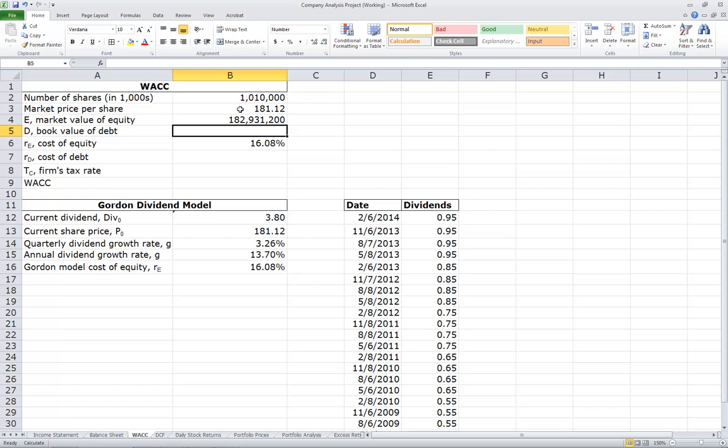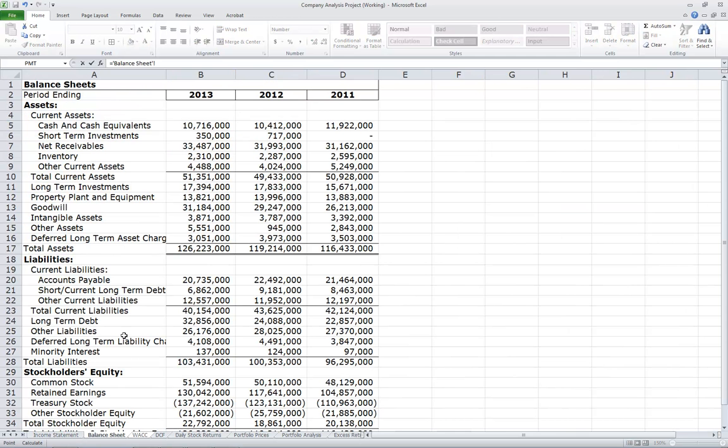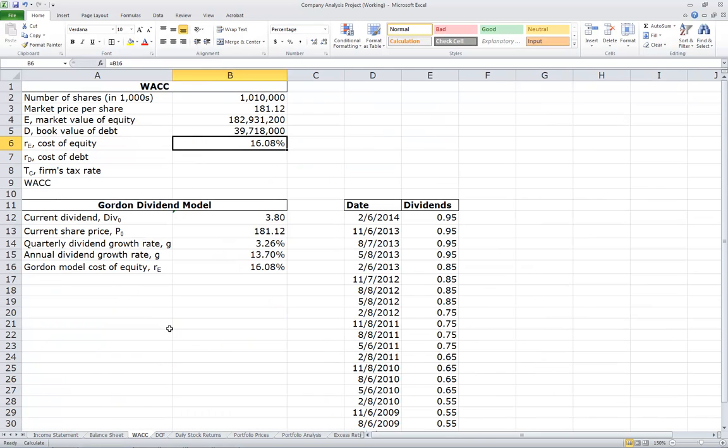And we're going to use the book value of debt. Your text in the slideshows show market value of debt, but that's not an easy number to come by, so we're going to use book value of debt, and we're talking total debt here. So we're going to go to the balance sheet and grab the short current portion of long-term debt plus long-term debt. And that gives us our big D, the book value of debt.